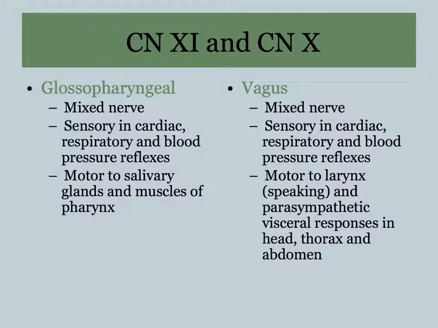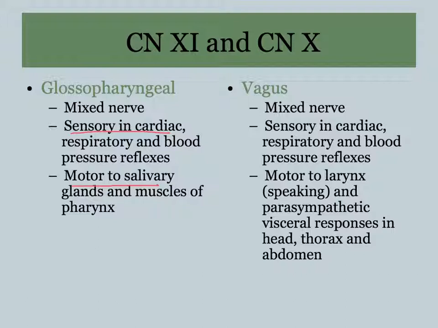Cranial nerves 9 and 10. The glossopharyngeal nerve, cranial nerve 9, is another mixed nerve. It's involved in sensory information regarding the cardiac, respiratory, and blood pressure reflexes, so it's part of the homeostatic system: if the respiratory rate, blood pressure, or cardiac rate needs to change, information comes in on the glossopharyngeal nerve. So the sensory information saying what's going on with those body processes comes in through nerve number 9. It provides motor impulses to the salivary glands again and the muscles of the pharynx, the back of the mouth.